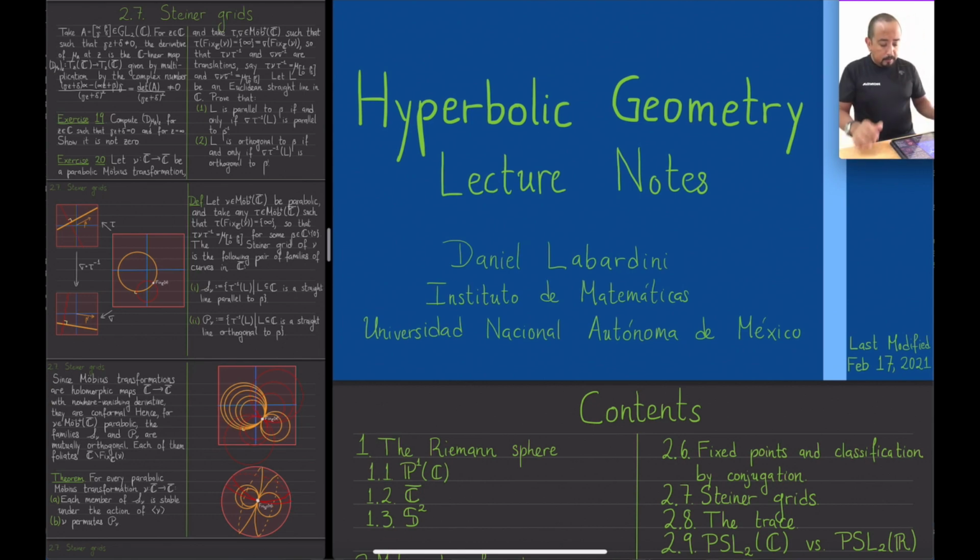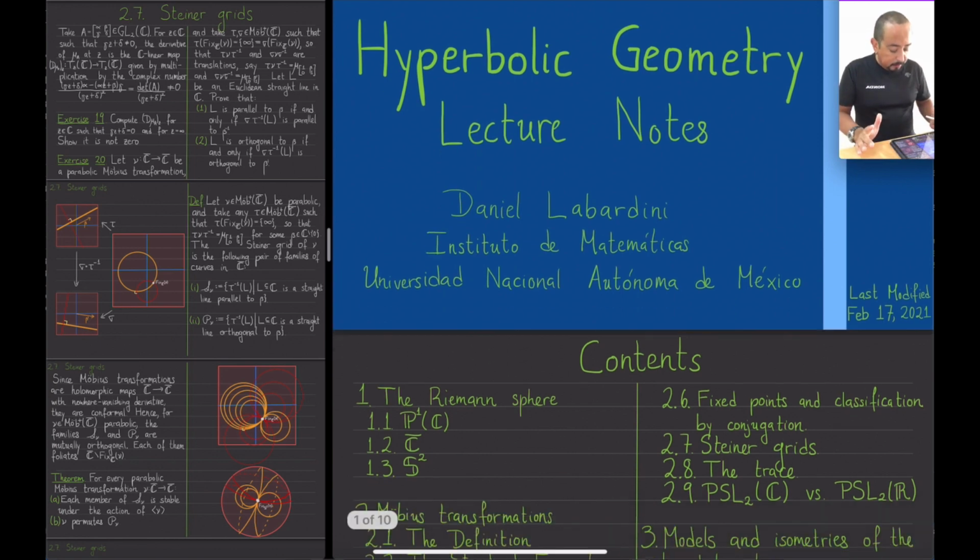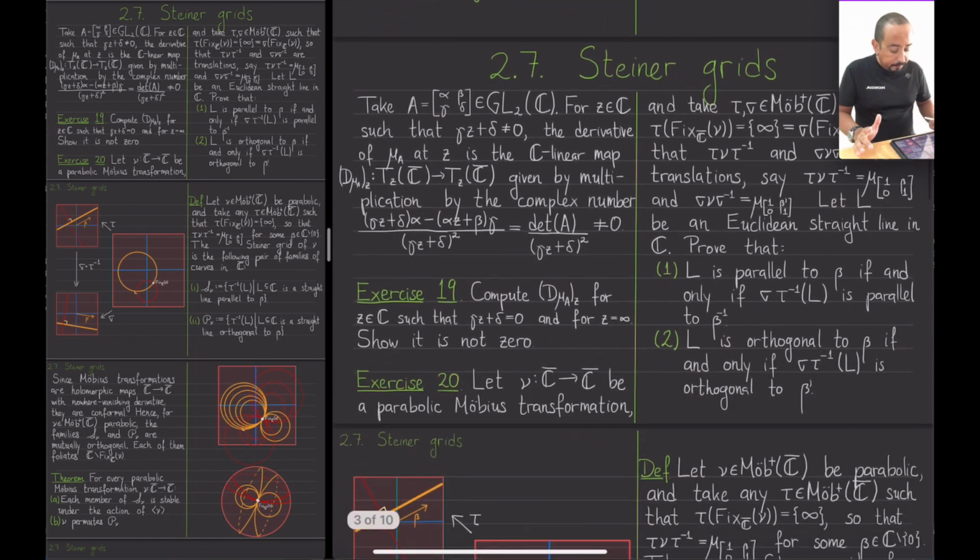Okay, so let us say some words about Steiner grids. Pretty much what I'm going to do, now knowing that every Möbius transformation is conjugate to a standard example, is to use the conjugating transformation to pull the families of curves that we found for the standard examples to the general situations. So it's really going to be rather straightforward, but let's do it carefully.